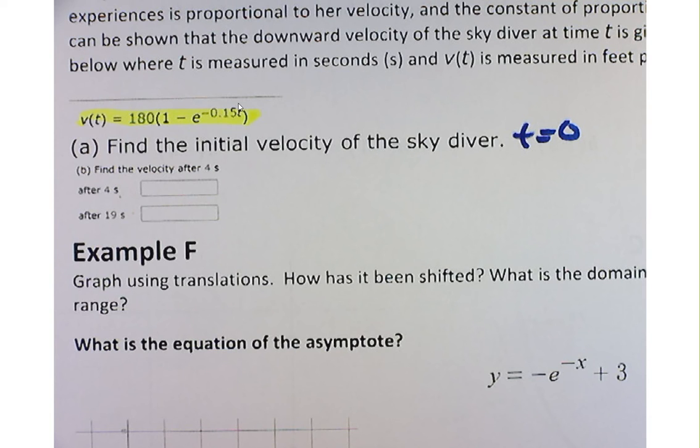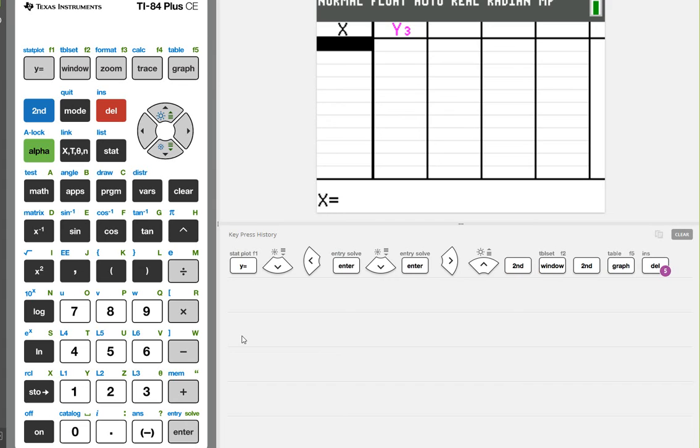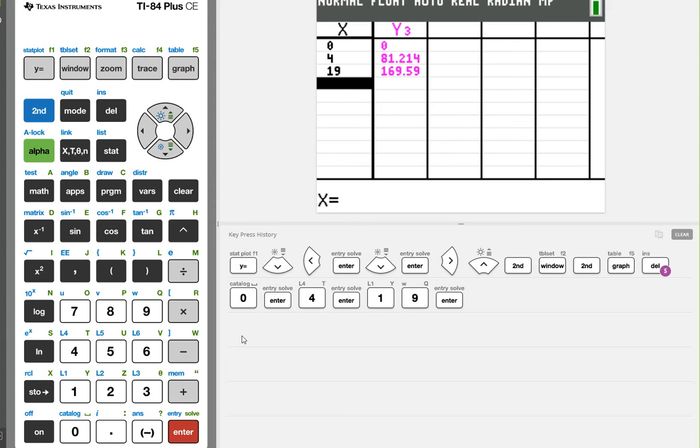You'd end up with e to the 0. What's e to the 0? 1. So in the parentheses, you'd have 1 minus 1, which is 0. 0 times 180, that's still 0. And if we type in a 0, we get a 0. If you type in a 4, we get 81 feet per second. And if you type in 19, you get 169.59 feet per second. That's fast. It's over 100 miles an hour.